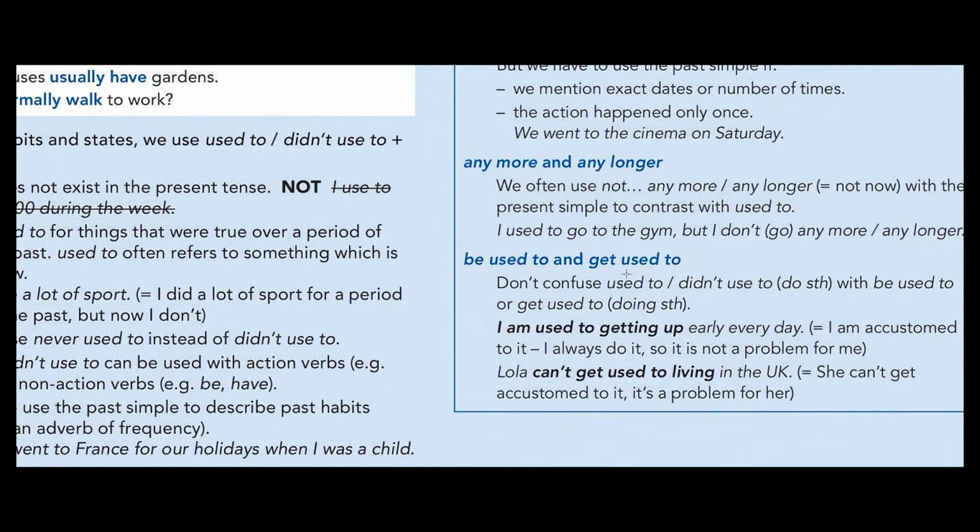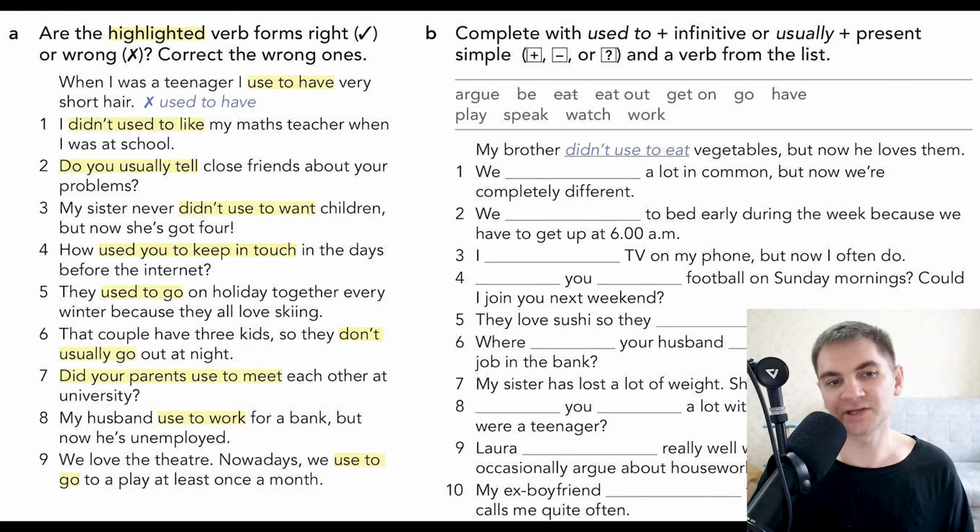Ну и давайте переходить к упражнениям. Grammar practice, grammar exercises, part A. Here, look at each sentence. Some sentences have a highlighted verb form, like used to. Decide if the verb form is correct or wrong. And if it is wrong, write the correct form. For example, when I was a teenager, I used to have very short hair. You see, it's not correct here. We need to use used to have with D at the end.